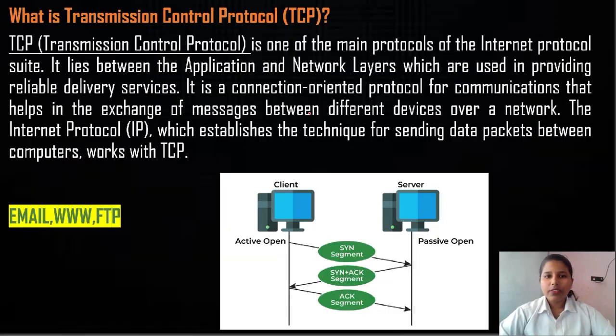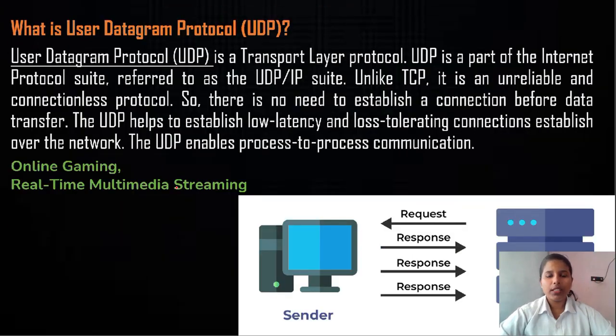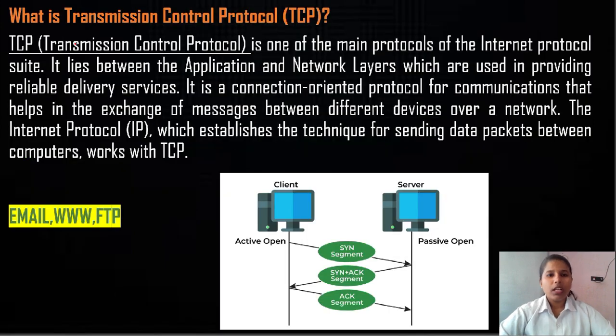For the functions, there are two main protocols we use here: Transmission Control Protocol, that is TCP, and another one is UDP, that is User Datagram Protocol. TCP is one of the main protocols of the internet protocol suite. It lies between the application and the network layer and is used to provide reliable delivery services. It is a connection-oriented protocol for communication that helps the exchange of messages between different devices over the network, and the internet protocol establishes the technique of sending data packets between computers working with TCP.